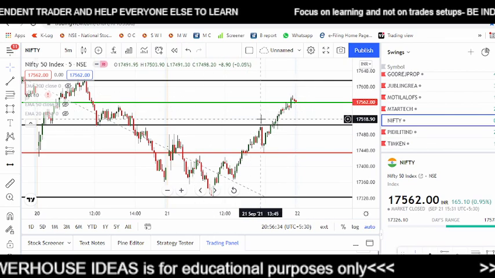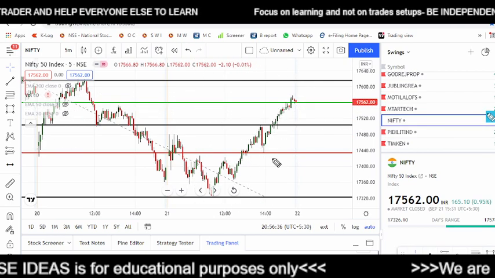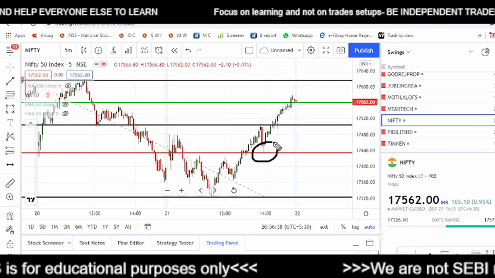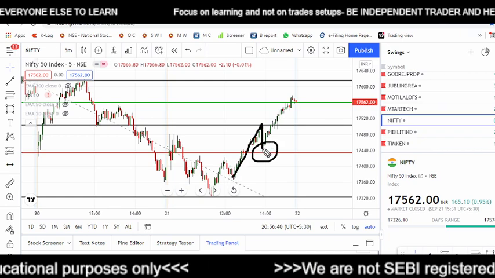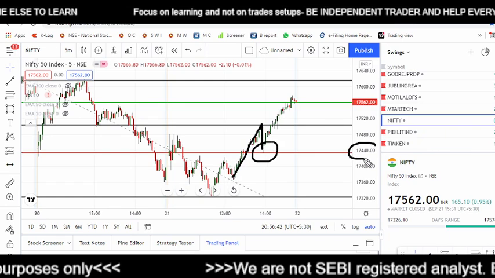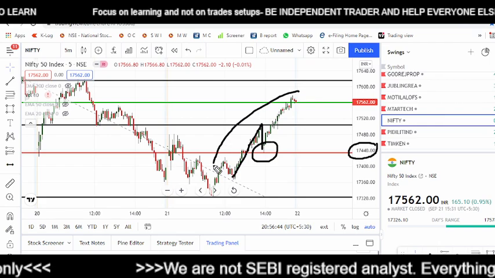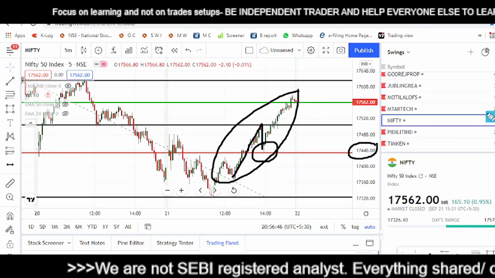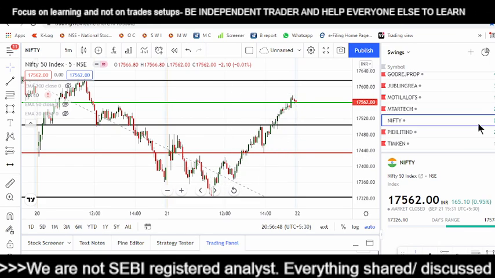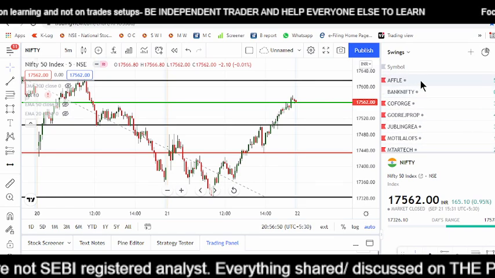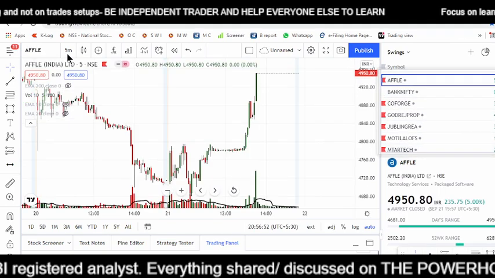So right now I'm bullish on Nifty till the time it does not break below at least this level, which is a major previous low, that is 17,440. I am seeing an upward move in Nifty for tomorrow and for the days to come. So this is a short analysis. Let us move to some of the stocks. 8 stocks I have to share with you.